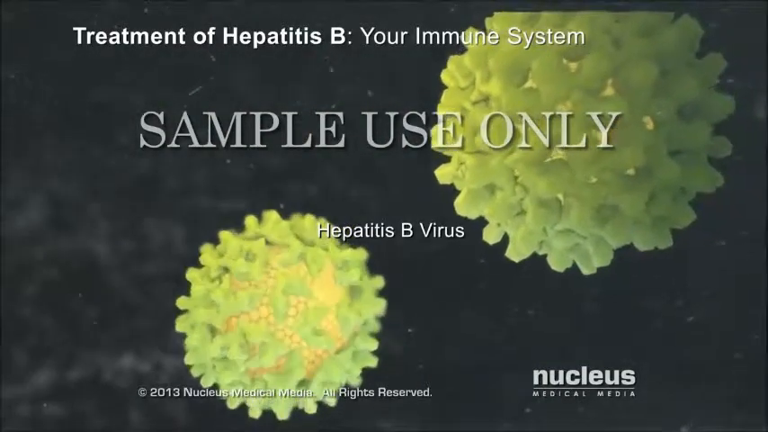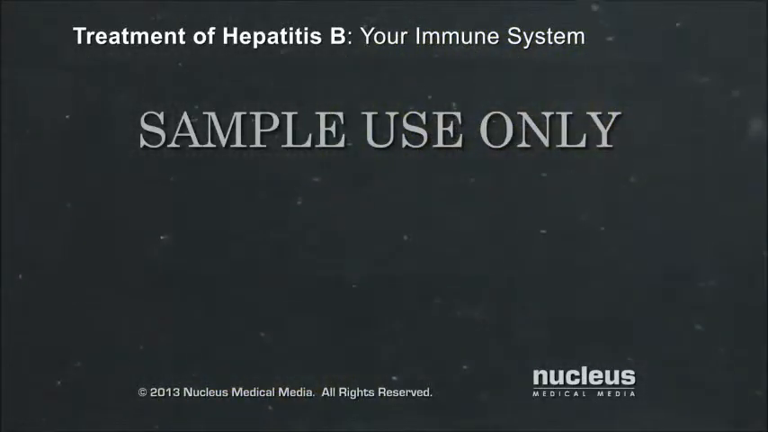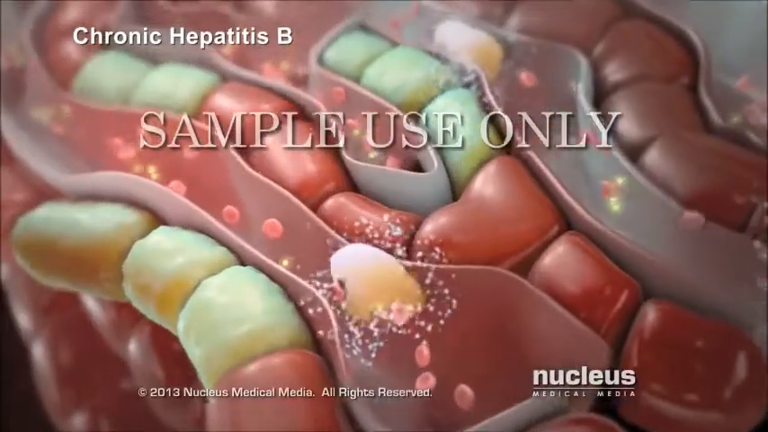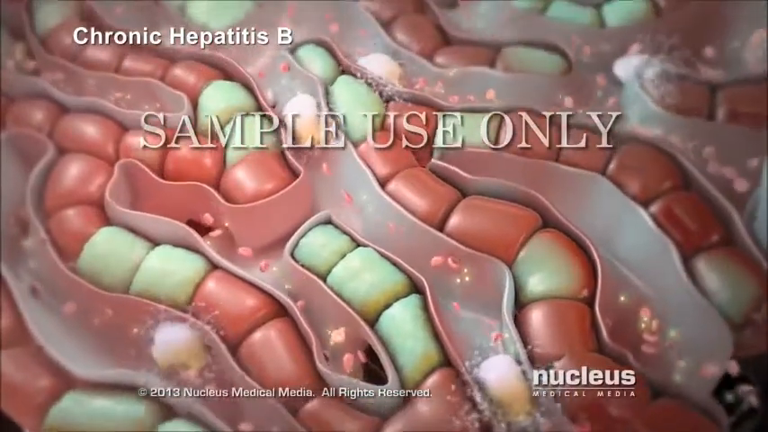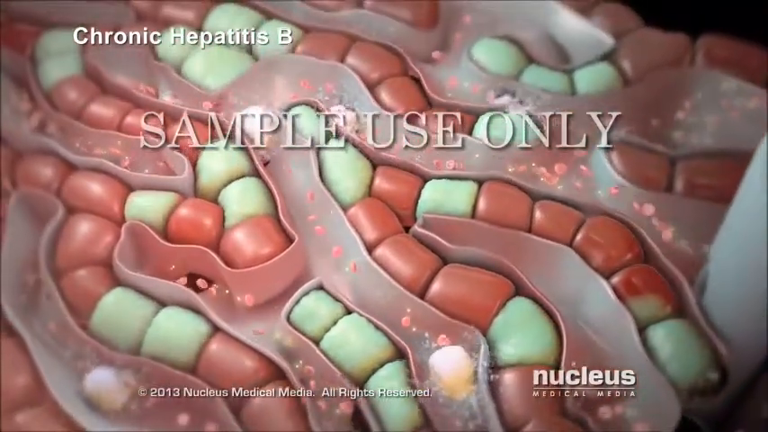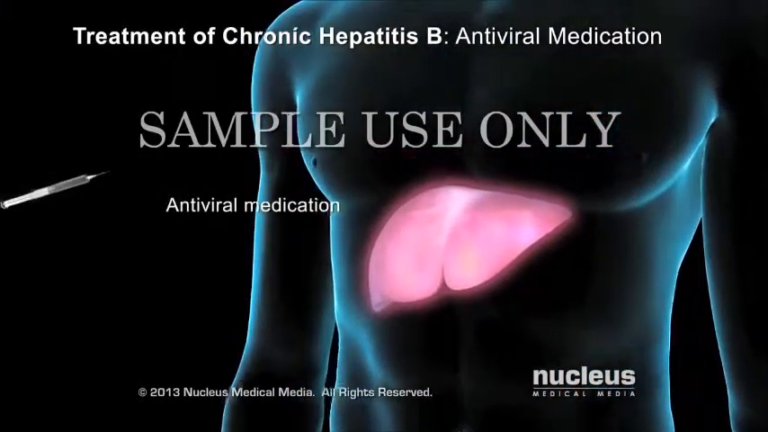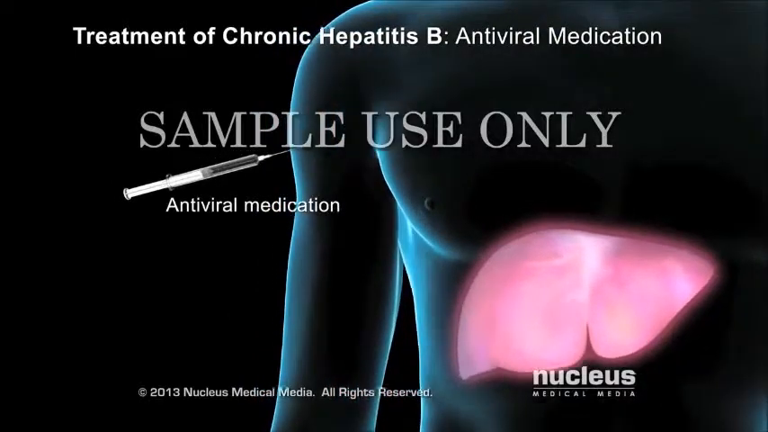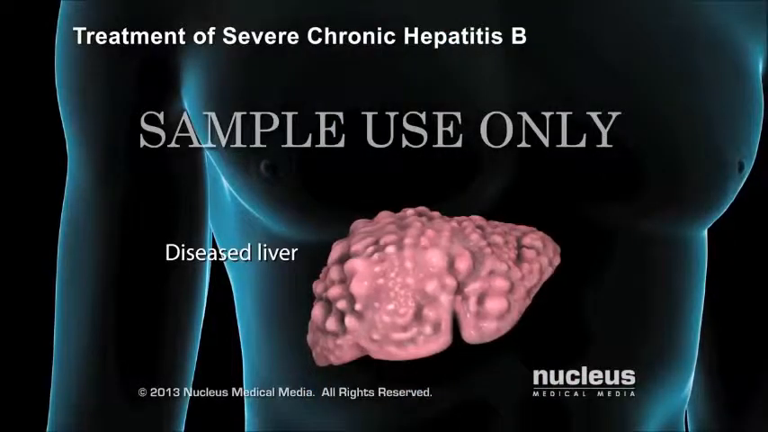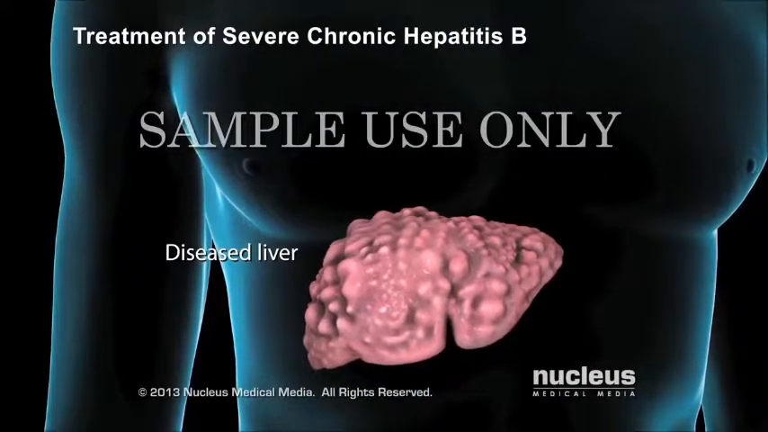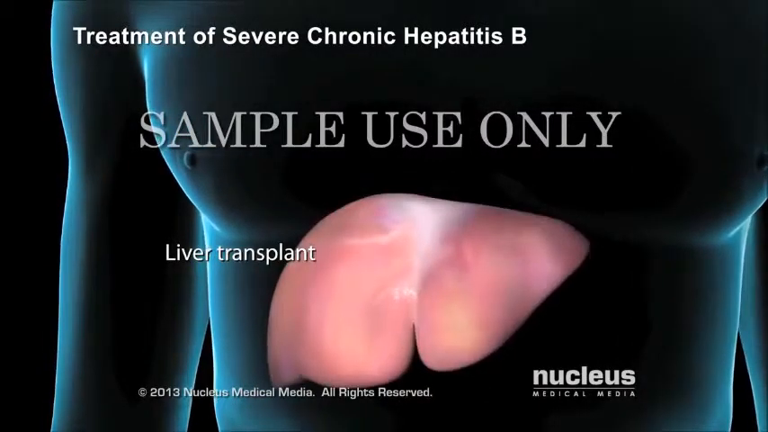If you have hepatitis B, your immune system will usually remove all the hepatitis B viruses from your body. In some people with chronic hepatitis B, particularly children, their immune cells are unable to remove all of the hepatitis B viruses. If you have chronic hepatitis B and your immune system can't get rid of the virus completely, your doctor may prescribe antiviral medication. If you have a severe case of chronic hepatitis B, your doctor may recommend a liver transplant operation.